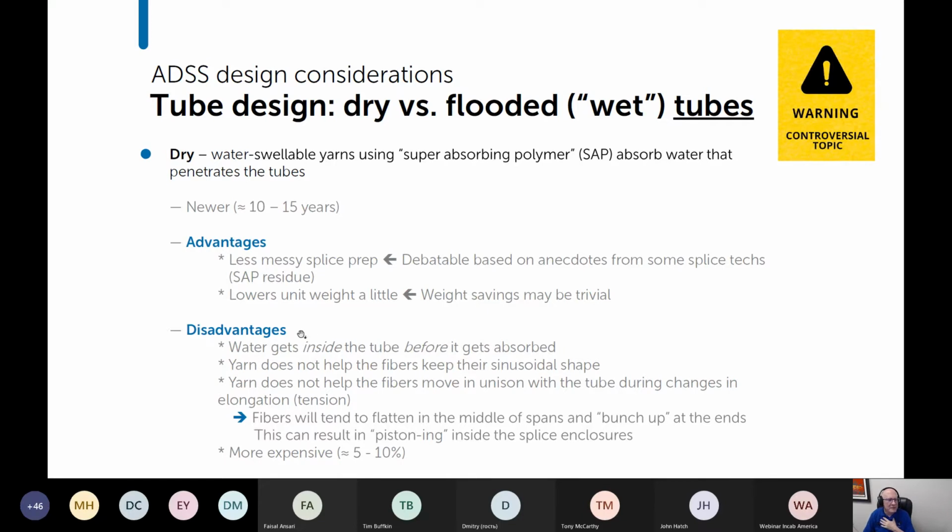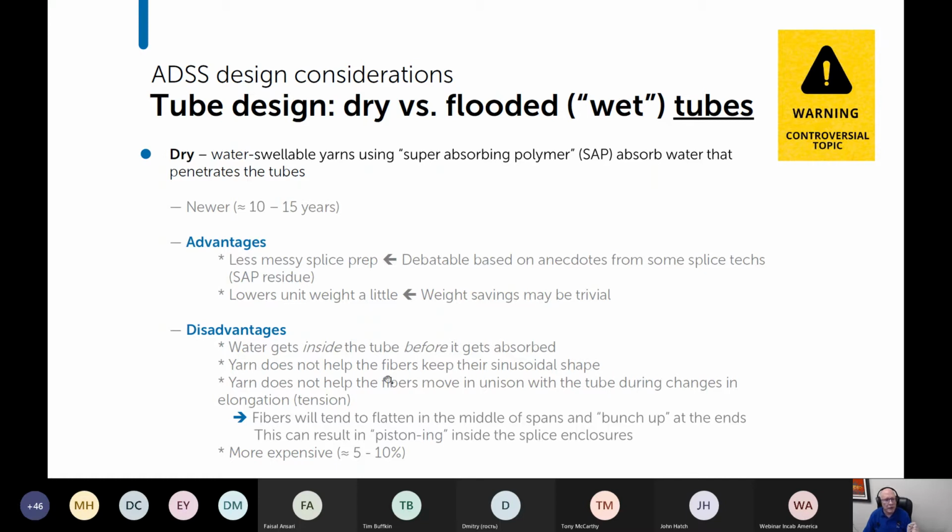Let's talk about the disadvantages. Water gets inside the tube before it gets absorbed. So you've got that same problem that you had with the core. But in the core, the only thing the gel was doing was keeping the water out. That was the only purpose it served, to keep water out of the optical core. In the tube, the gel does a lot more than just keep water out.